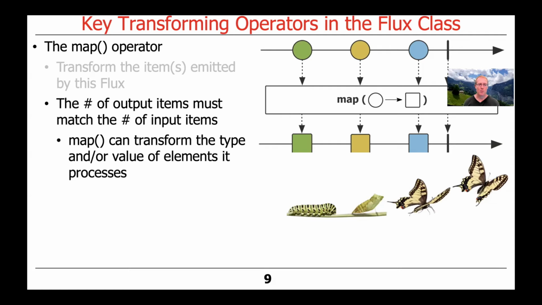Some interesting things to note: map can transform the type and/or it can transform the value of the elements that it processes.